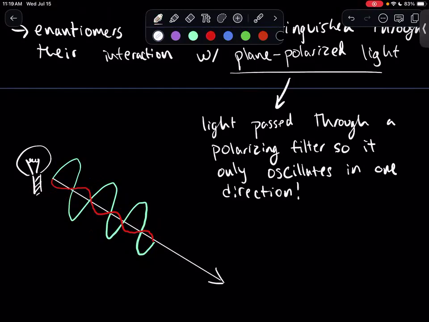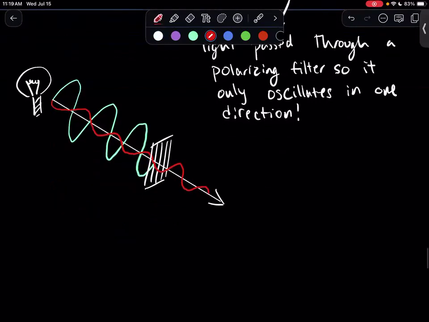What we can do is we can set up a polarizing filter, which only allows light of one type of oscillation to pass through. Now, this vertical one is going to possibly allow, I don't know, the red one through. And so the light that we get after the filter only moves in one direction. So what the heck do we do with this?